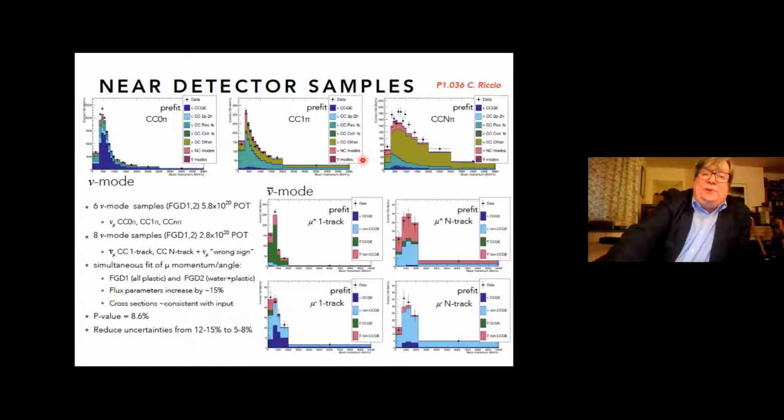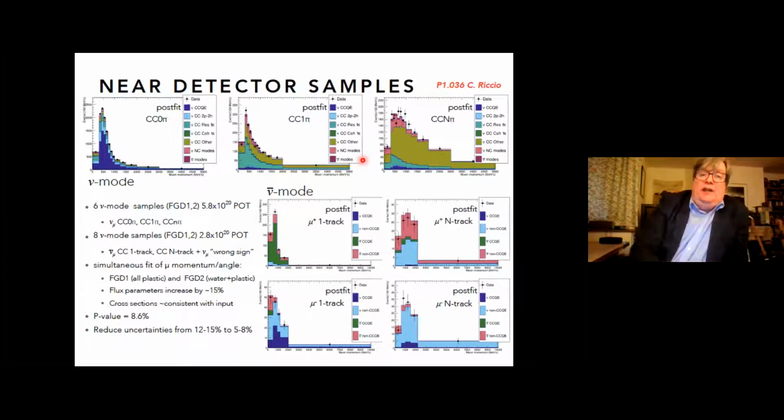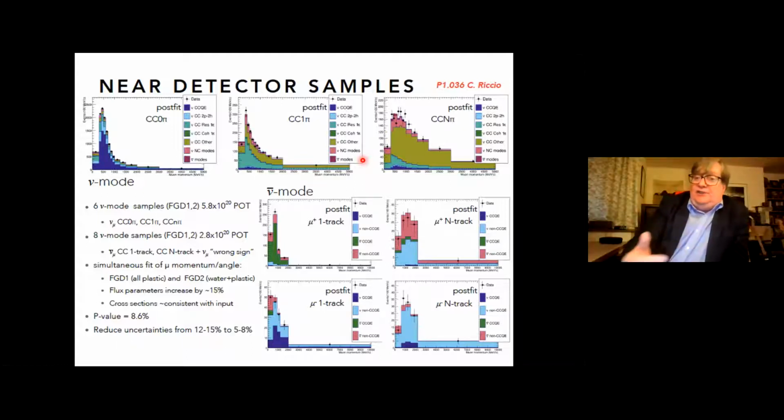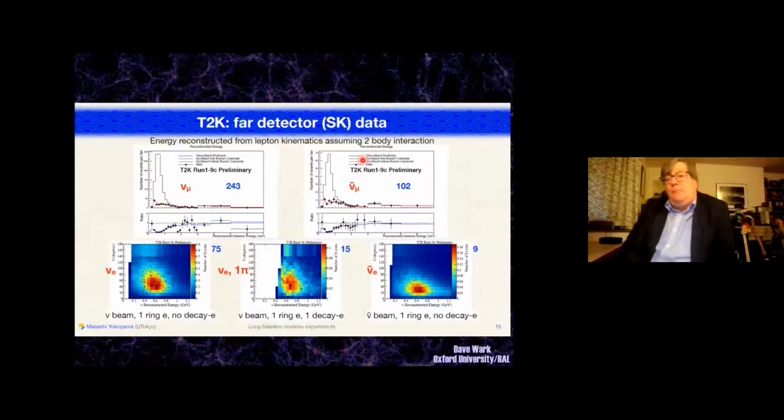And after we got the data, we went back and retuned our Monte Carlo and our understanding of the physics and improved the situation to here. And the fit is much better, but you see it's still not perfect. So we have more work to do on understanding the beam in detail and understanding the interactions of neutrinos with matter in detail. But let us move on to the far detector.